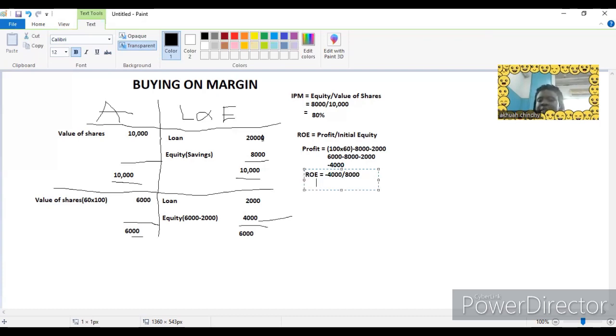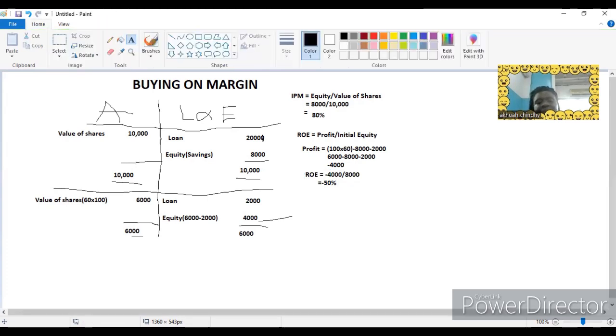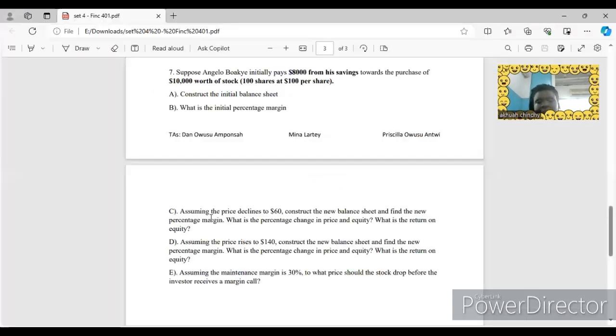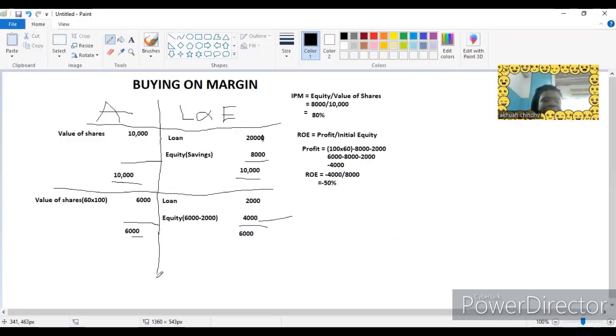And then you get negative 50%. So your return on equity is negative 50%. Obviously, you made a loss on the equity you bought. Now let's see, so that's that for C. Let's go to D. Assuming the prices rise to 140, construct your new balance sheet. So prices rise to 140. We'll continue our balance sheet here.